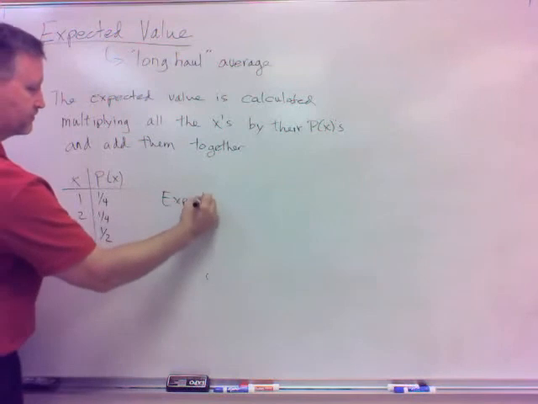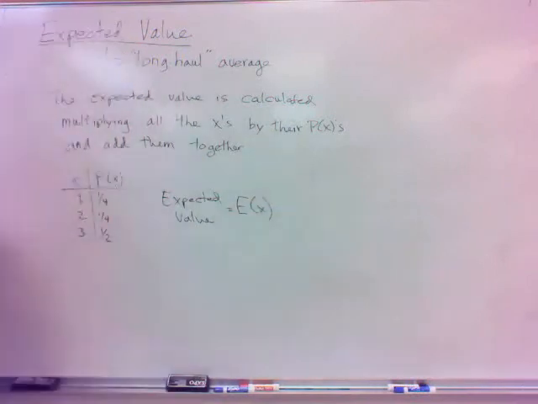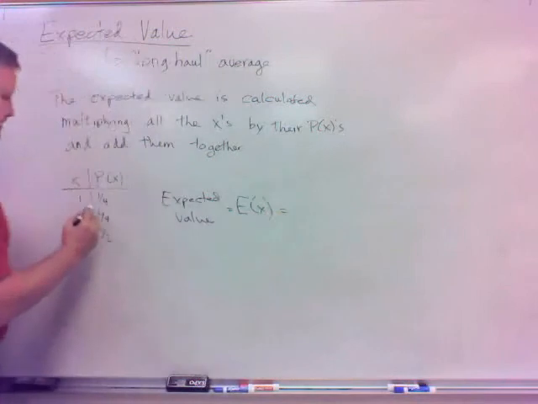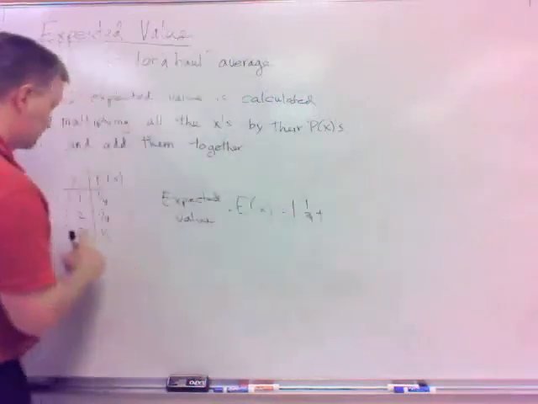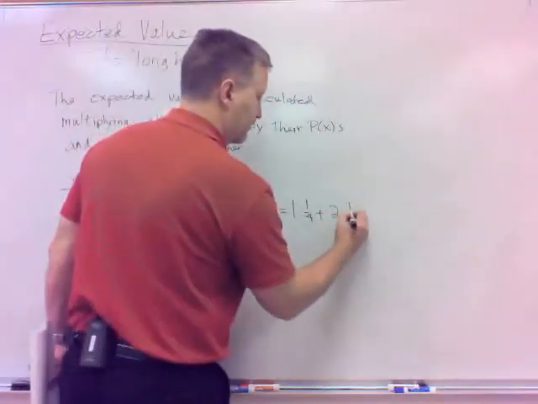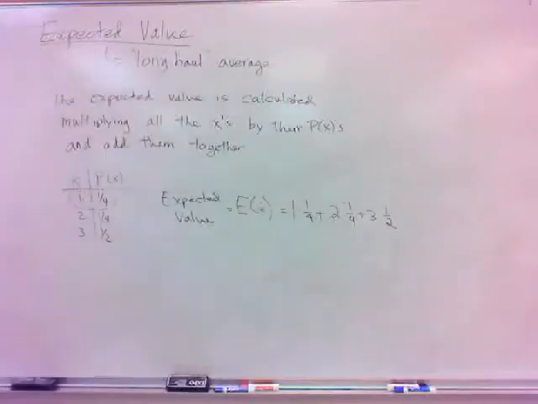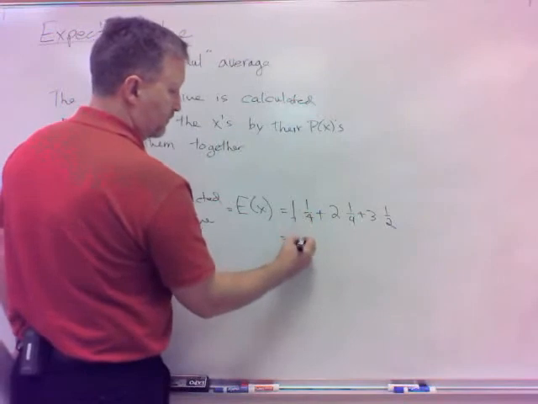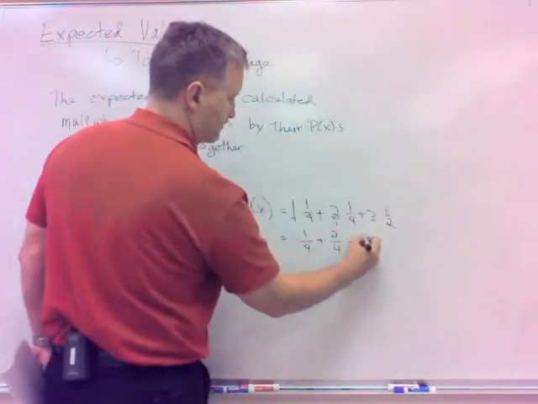Expected value for this one, we're going to denote expected value as E of x. What I'm going to do is take each x and multiply it by its p of x. So I'm going to do 1 times 1/4, plus 2 times its p of x, 1/4, and then 3 times its p of x, 1/2. That being 1 over 1 would be 1/4. That'll be 2 over 1, so that'll be 2/4, and that'll be 3 over 1, so it'll be 3/2.